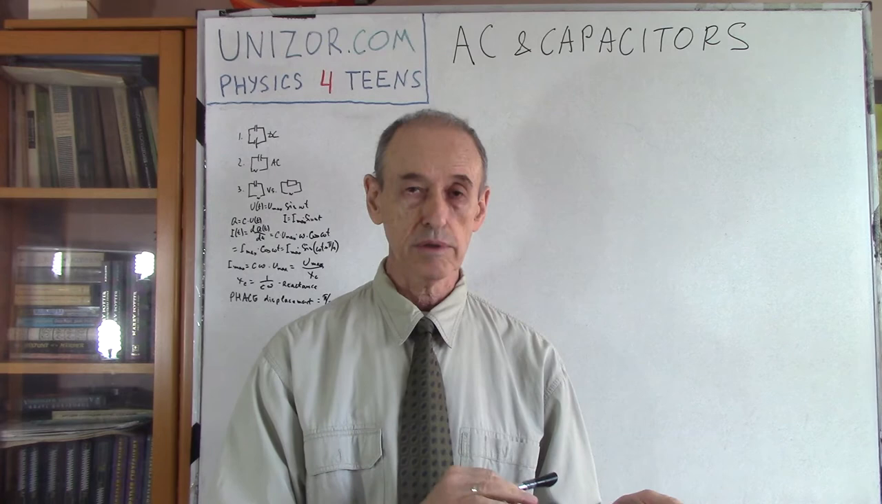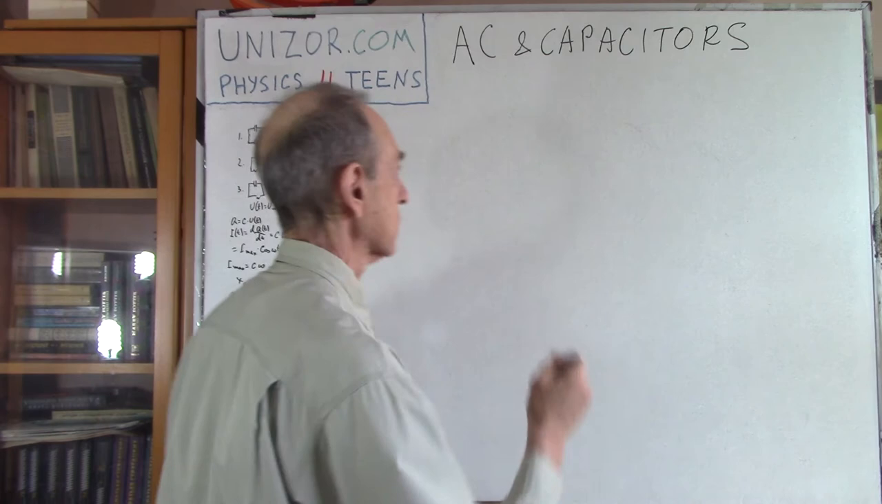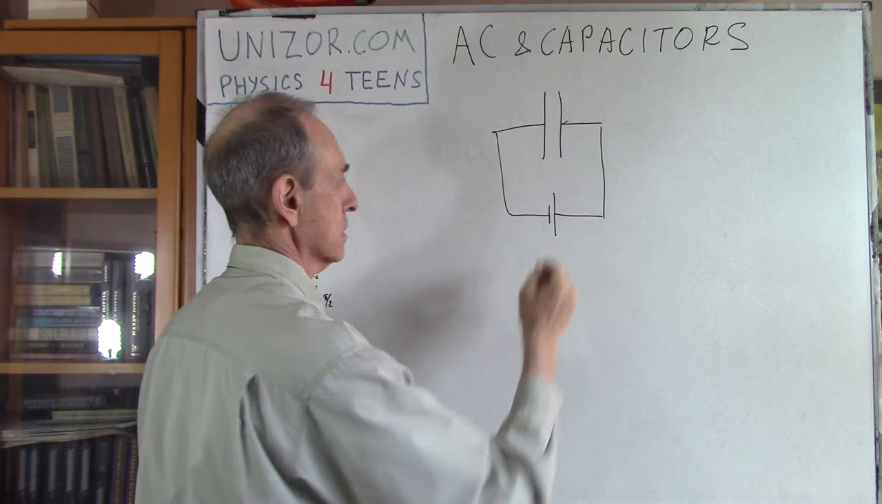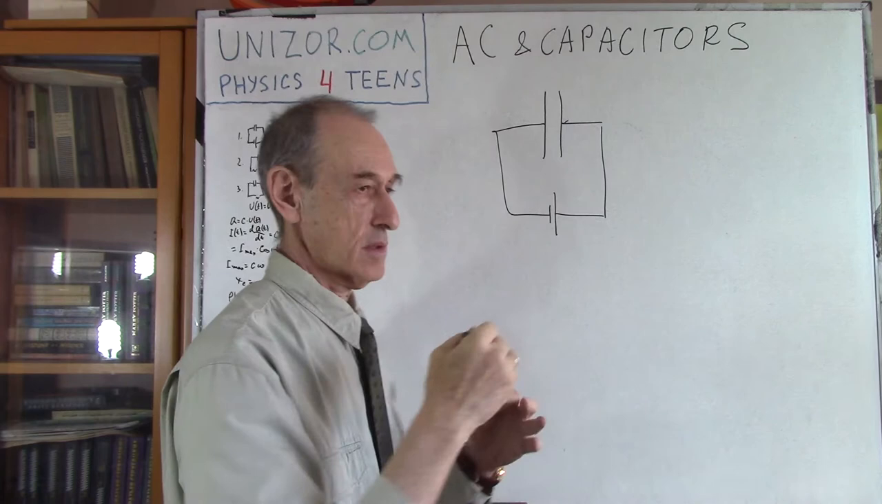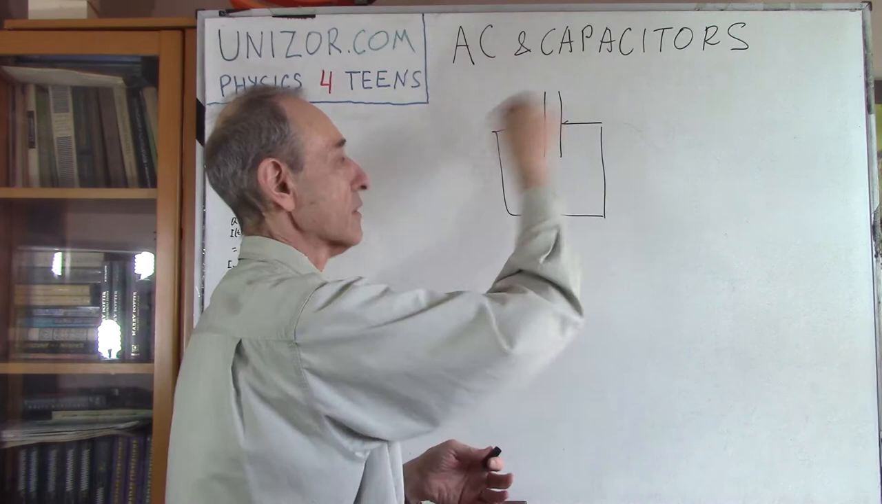In case of DC, all you can do is charge the capacitor. If you connect the, this is the capacitor, okay, two plates. Now, if you connect it to a battery, then the plus goes to plus, minus goes to minus. So a certain number of electrons will be accumulated here, and a deficiency of electrons will be there. That's basically it. There is no current running here.